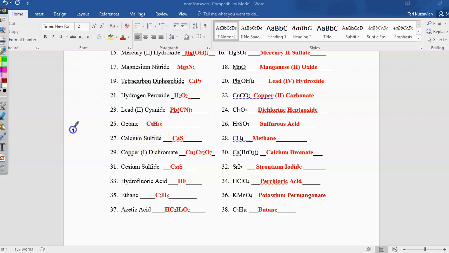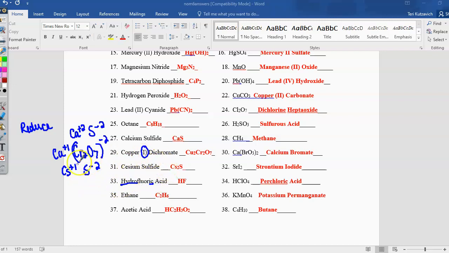This is just calcium, which is +2, and sulfide, which is S-2, but make sure you reduce this one because the 2's can be reduced to 1's. This next one, copper, is +1 because of this Roman numeral. Dichromate is Cr2O7 -2. Cross your charges. This next one, cesium, is +1. Sulfide is -2. Cross.